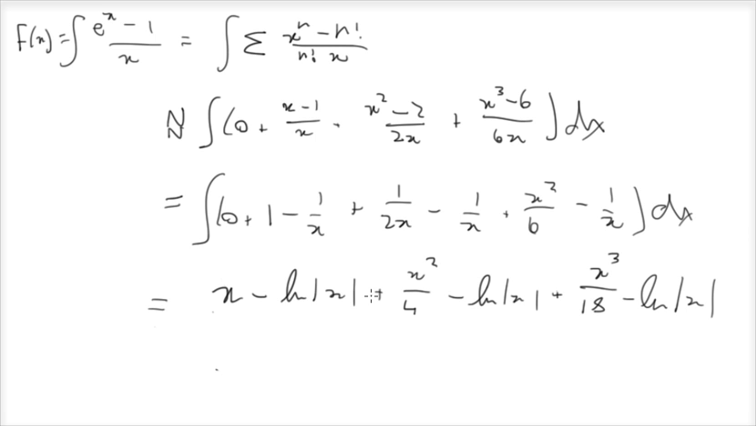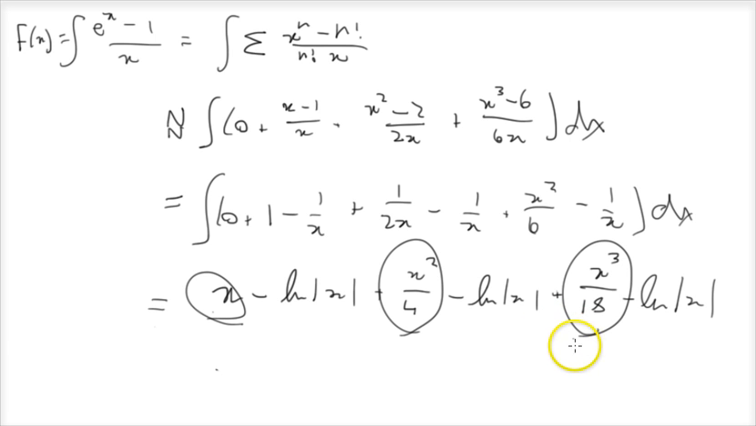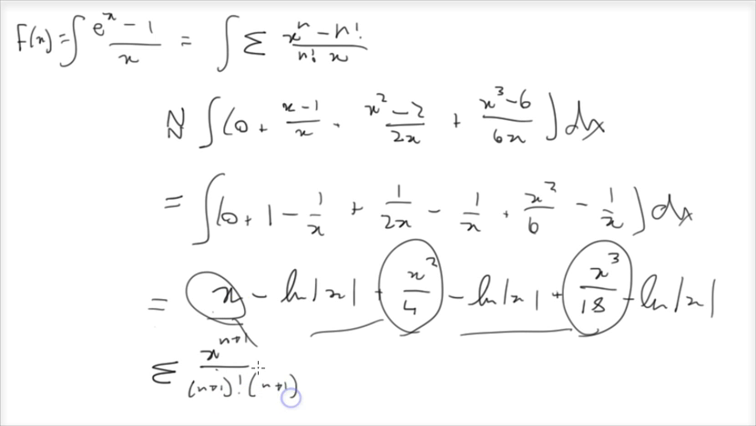And so we can write that out as one series. Each of these terms, we can think of as its own series. So these terms we can write out in the series x to the n plus 1 over n plus 1 factorial times n plus 1.